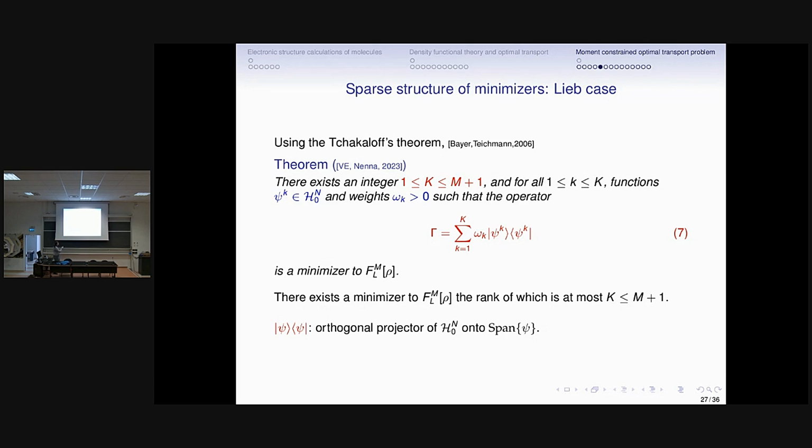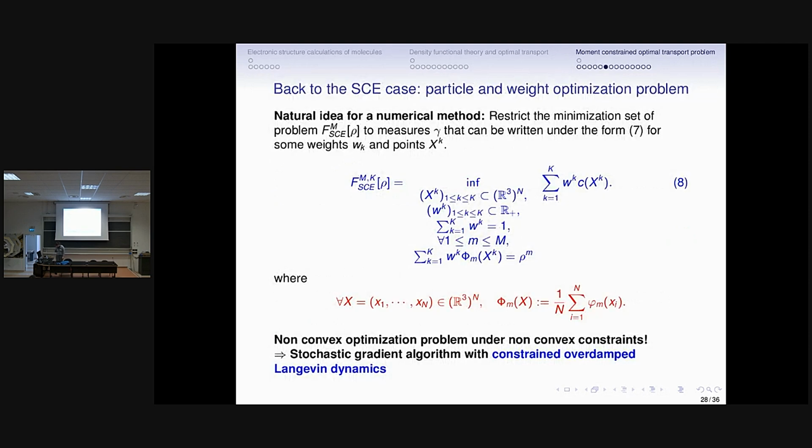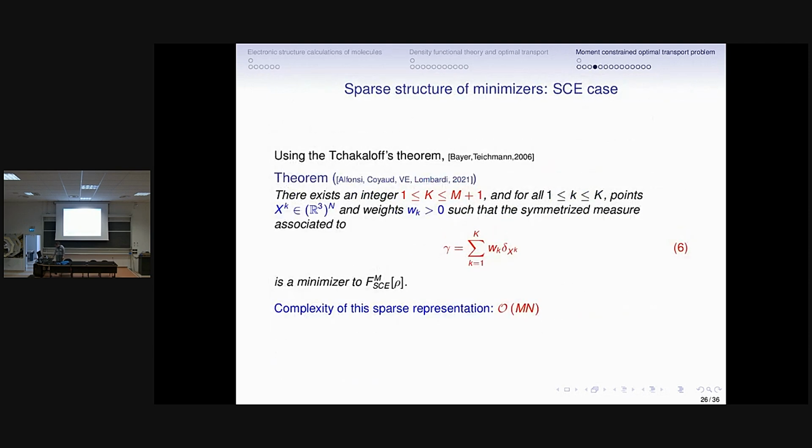Actually, both sparsity results can be obtained by the same type of result, the atomic bomb in the analysis, which is called the Chakalov theorem. So that was the sparsity results about minimizers of these moment constraint approximations, valid in both the classical and quantum optimal transport case.